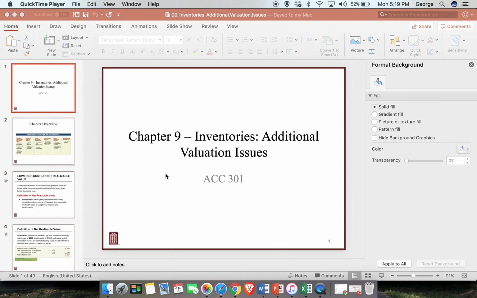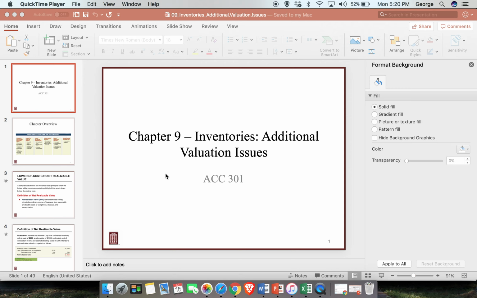Welcome to Chapter 9, Inventories, Additional Value Issues. This will be the last chapter on the third exam, which will be on the 22nd, so that'll be next Monday. We will cover Chapter 10 this week, though, but it will not be on Test 2, it'll be on Test 3. So we're going to cover Chapters 9 and 10 this week, and then I think we do 11 in week 7, and then Chapter 12 in week 8, and then our final will be that Thursday.